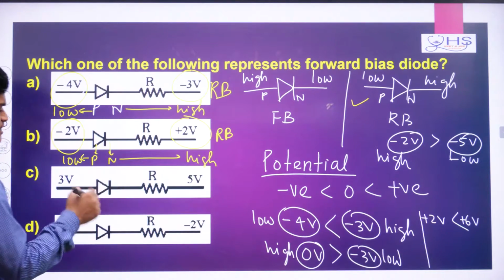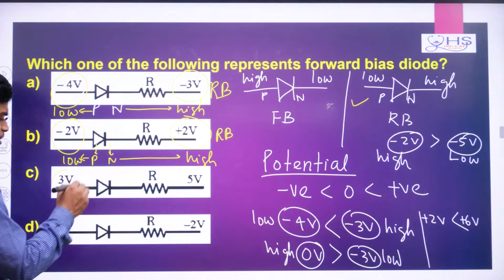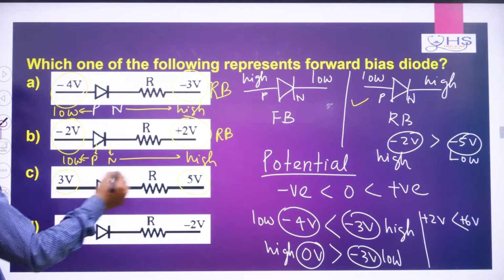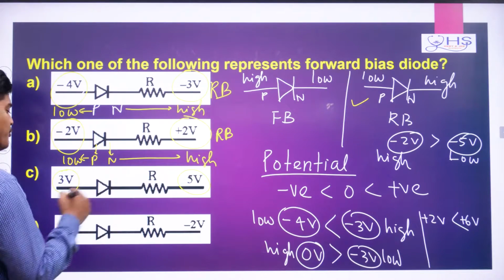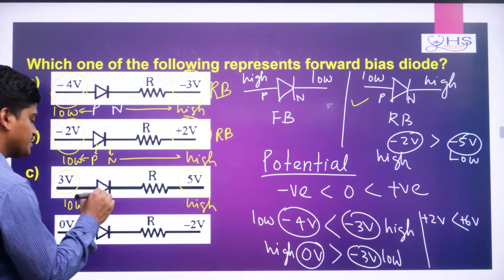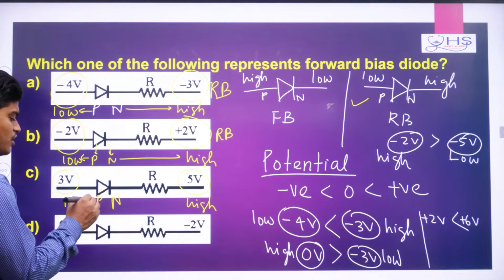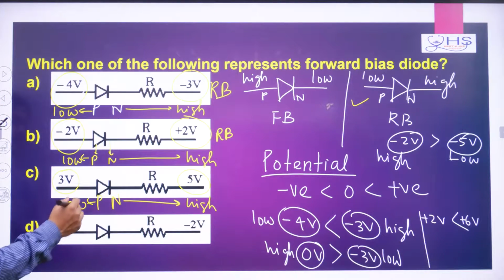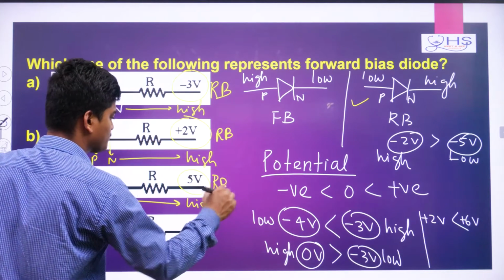So I can tell here it is also a reverse bias. Now if we check this diode, this is 3 volt, this is 5 volt. Definitely 3 will be less than 5 because all are positive. So it will be low potential and this high potential. This is your P side, this is your N side, P connected to low, N connected to high. So it is also a reverse bias.